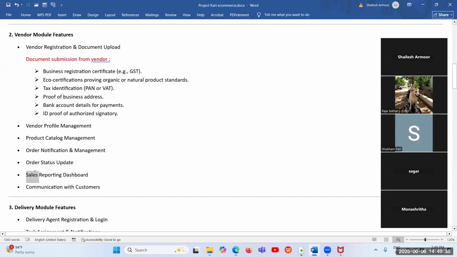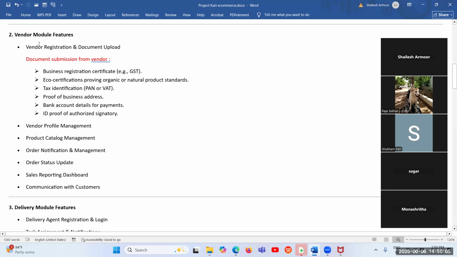And sales is all about how he can identify so far how many products he has sold in a month or in 6 months. So this feature will give him those insights. And communication with customers is one of the options. For example, the vendor will directly communicate with the customers. He can check with the customers how happy they are with the product. So this is one of the options.